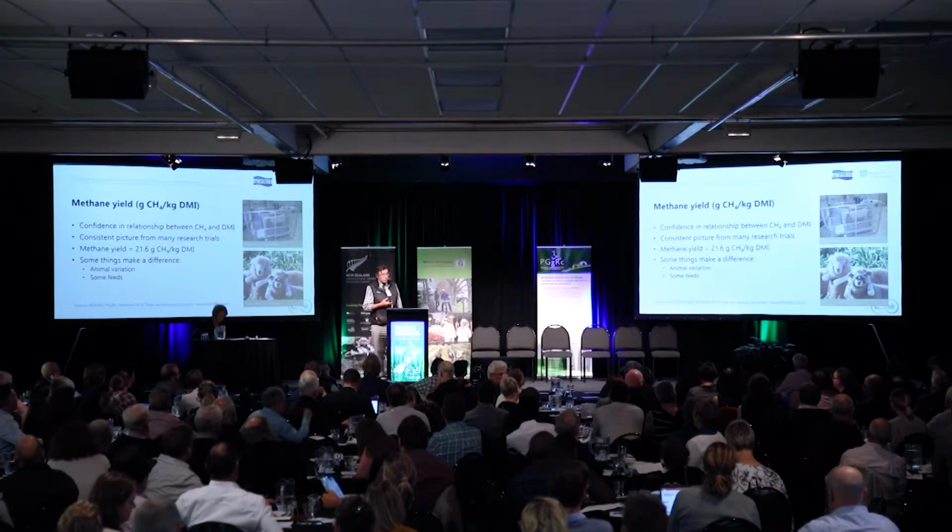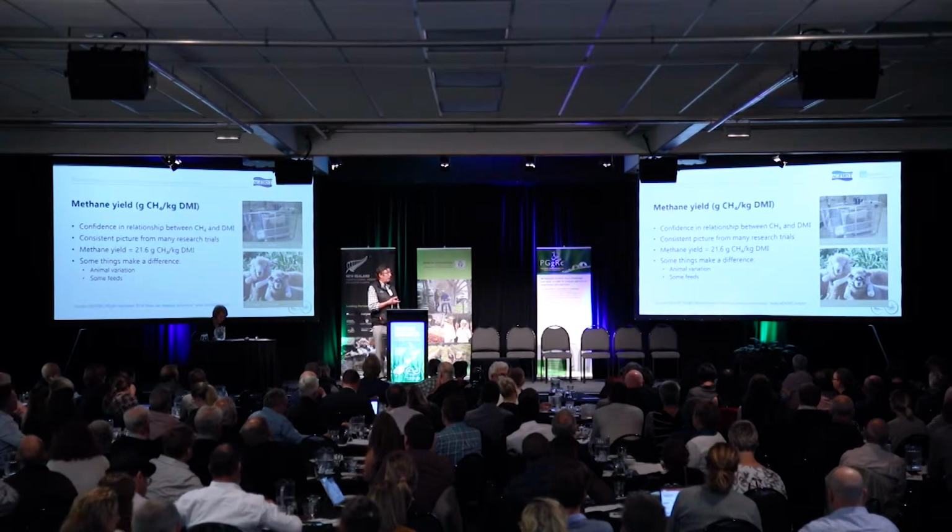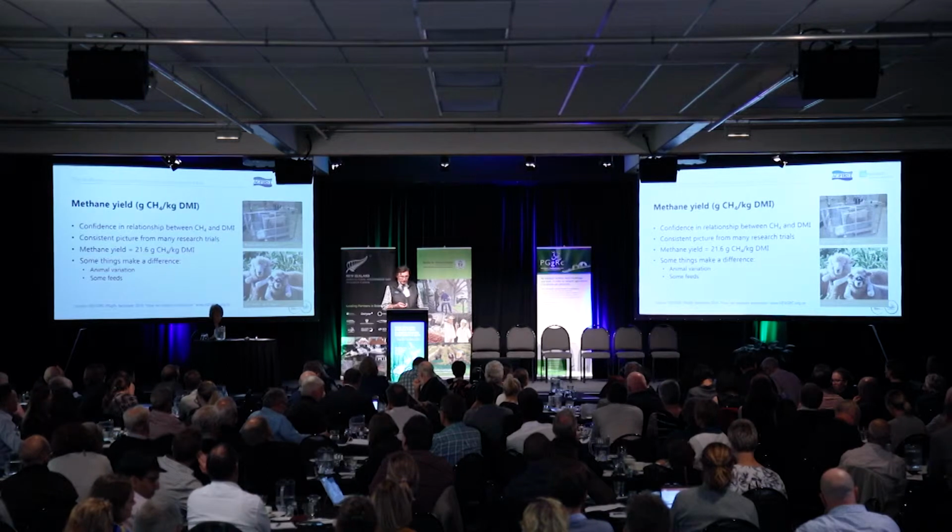So in terms of methane, we talked about the methane emission factor. There's been quite a number of research trials done. We're now very, very confident in terms of the emission factor, which, as you can see, is 21.6 grams per kilogram of dry matter intake. There is some variation around that, a little bit from animals, and as Peter mentioned earlier, some variation depending on feed or different feedstuffs such as forage rape, and also if you feed relatively death-defying levels of fodder beet.